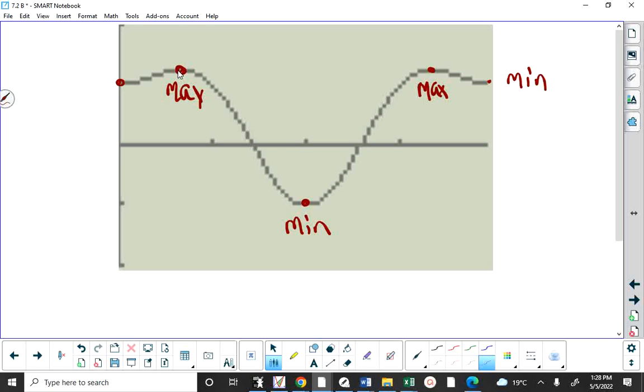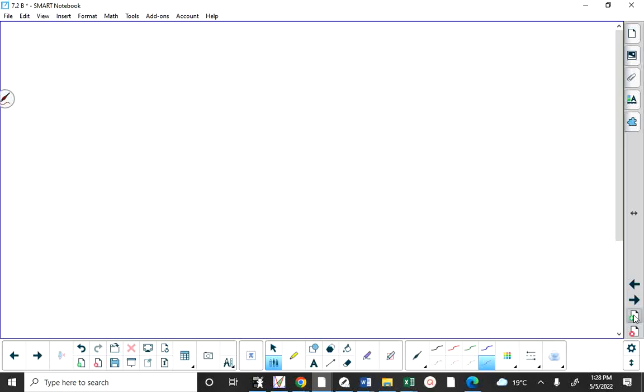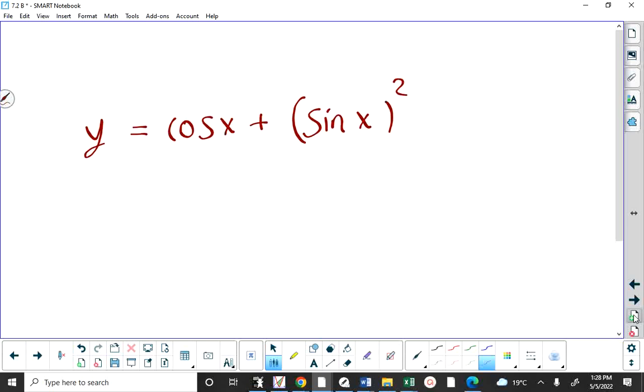to increasing and decreasing, to this graph. So it is y equals cosine of x plus sine squared of x. Am I correct in my memory there? Okay, let's differentiate it. Max mins are related to the first derivative in the first derivative chart.